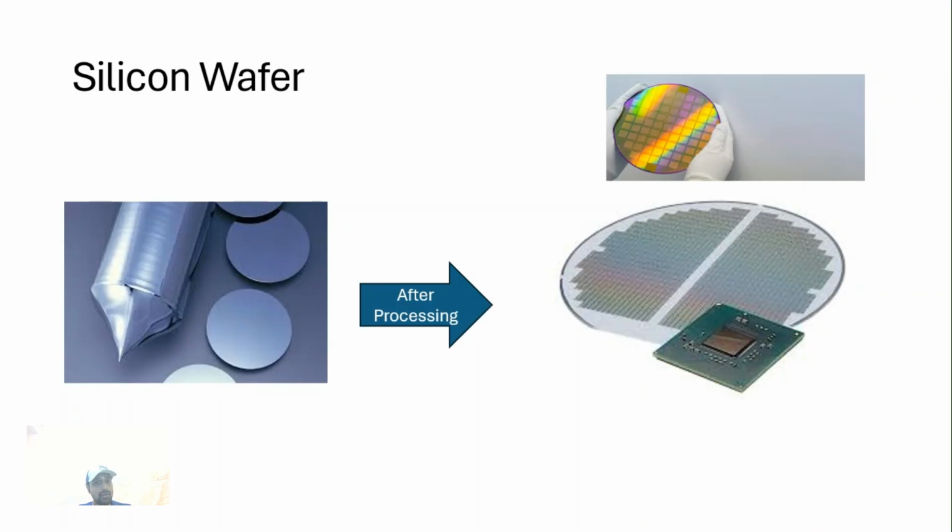In this course, we're going to learn the processing: what processes we'll be doing on the wafer. Today we'll be learning how to make a small PN junction in this unprocessed wafer.